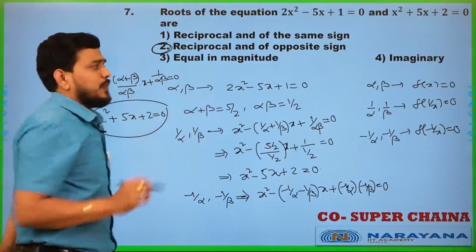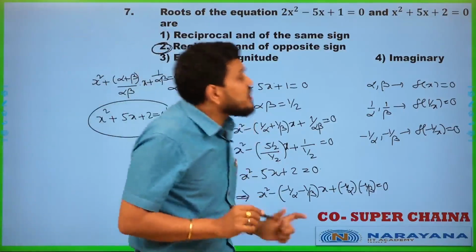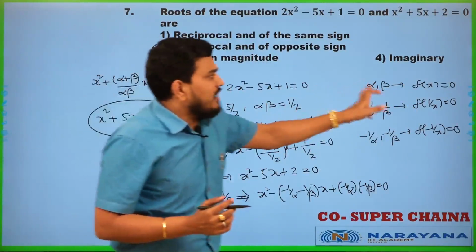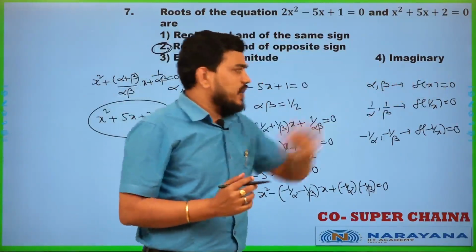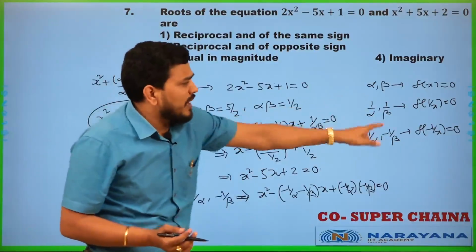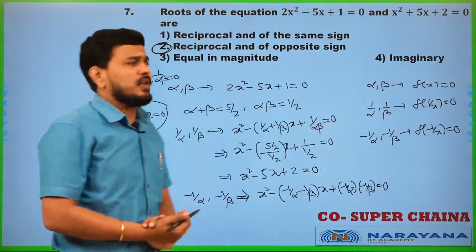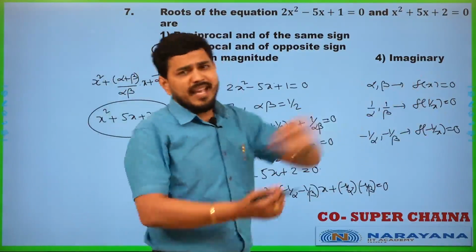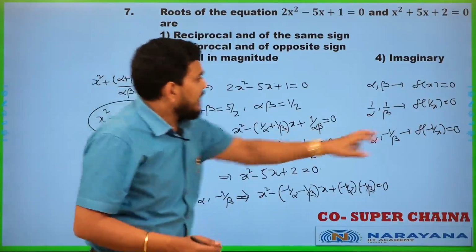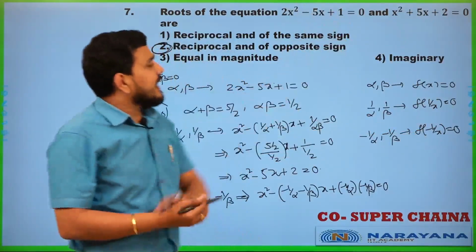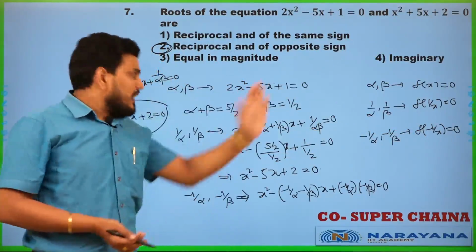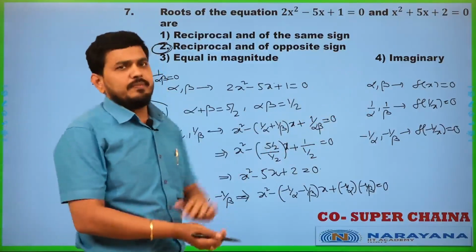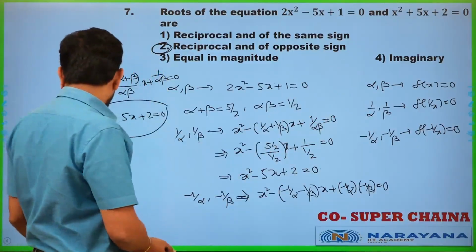So, this is a general approach, but I would suggest you to go for this transformation of the roots. When alpha, beta are the roots of equation f of x is equal to 0, 1 by alpha, 1 by beta will be the roots of f of 1 by x is equal to 0. Minus 1 by alpha, minus 1 by beta will be the roots of f of minus 1 by x is equal to 0. Directly if you substitute here, you will get the answer straight away. This is the general method, okay, but preferred one is this. Okay. Let us move to the next question.